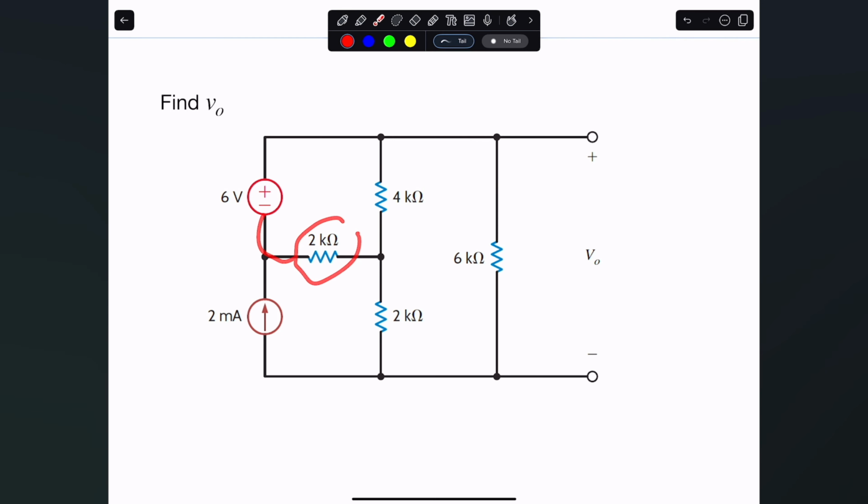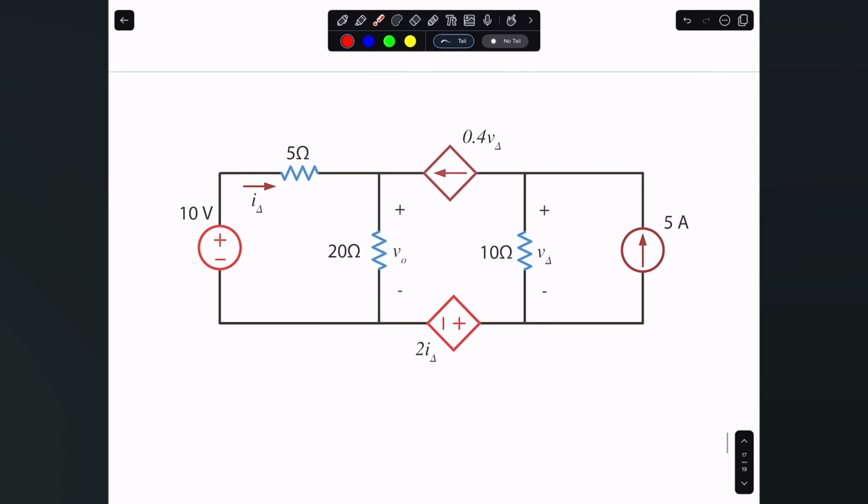It's not in series with the 6 volts. So technically, I can't use the 4 and 2 to convert. I can't convert this into a current source. Similarly, I can take a look at the current source in here. I don't see any resistor that is connected directly to it in parallel. There's nothing that shares just two pairs of nodes. So I can't use source transformation to convert this particular current source into a voltage source. So source transformation for this particular circuit is not very useful.